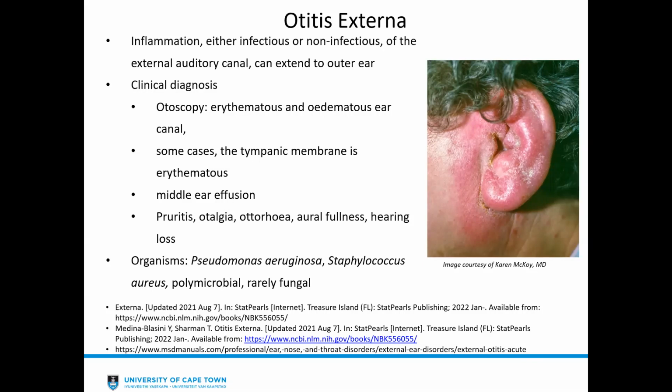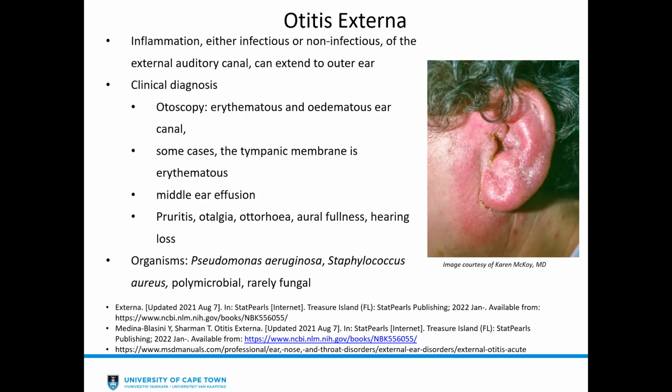The main way to diagnose these patients is clinically. So on otoscopy, you would look for erythema and edema within the ear canal. You'd also, if you are concerned about concomitant otitis media, you may also find erythema of the tympanic membrane with an associated middle ear effusion.